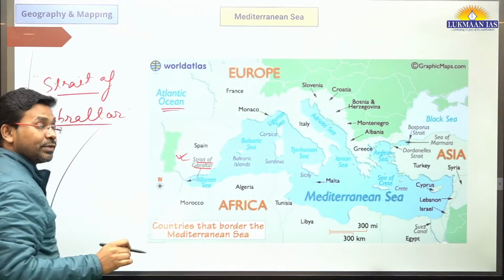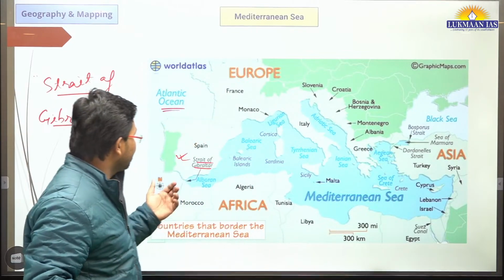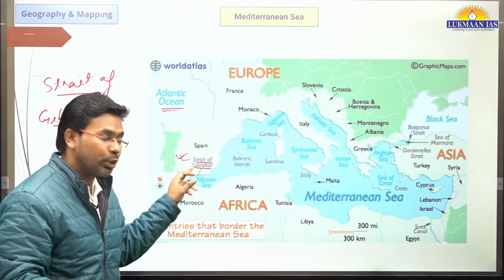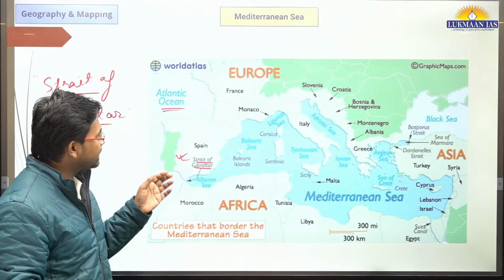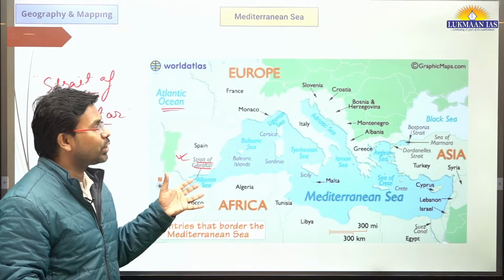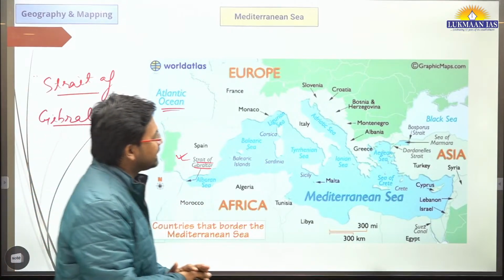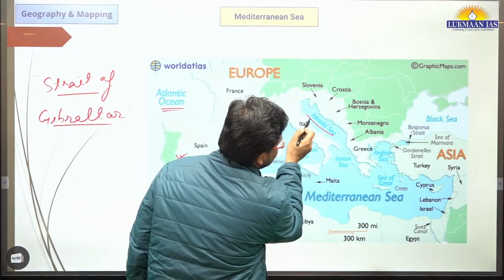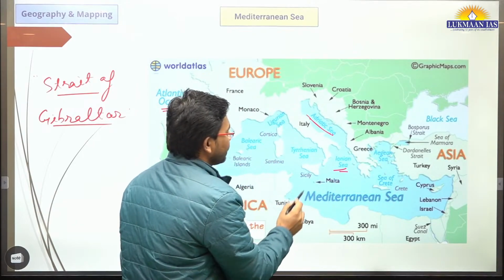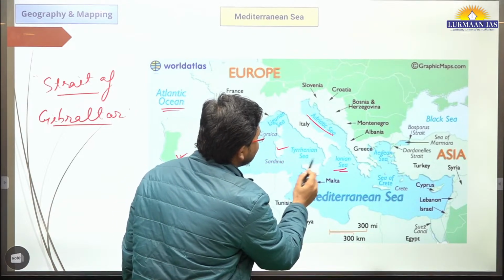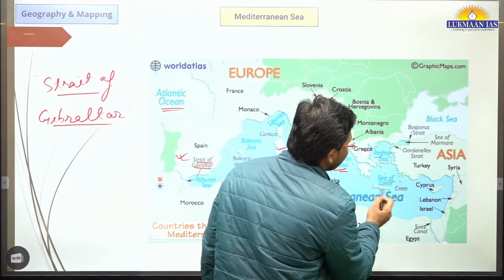So this Strait of Gibraltar remains in news, right? So that's why it is important for you to understand the location of the Strait of Gibraltar. Apart from this, there are some other seas also that remain in news. One of the seas is known as Adriatic Sea. This is the Adriatic Sea. Then we have Ionian Sea, then we have this Tyrrhenian Sea, then we have this Aegean Sea, Sea of Crete.